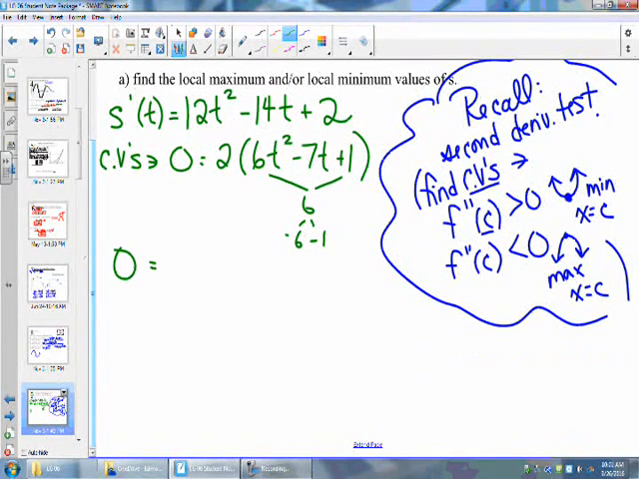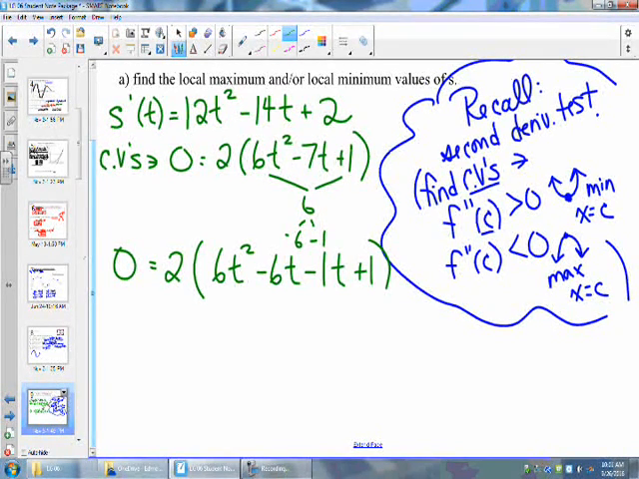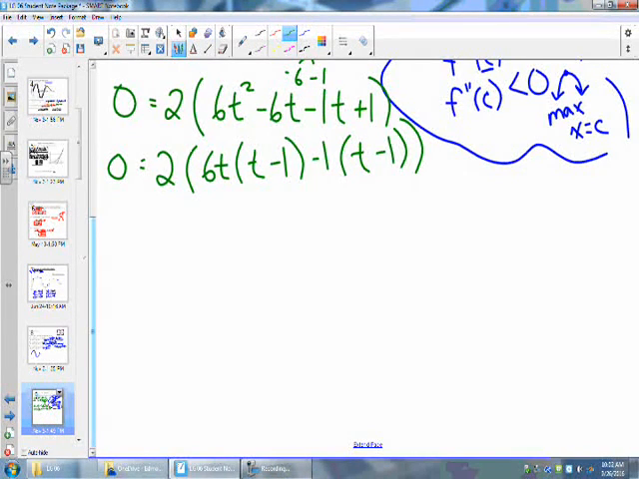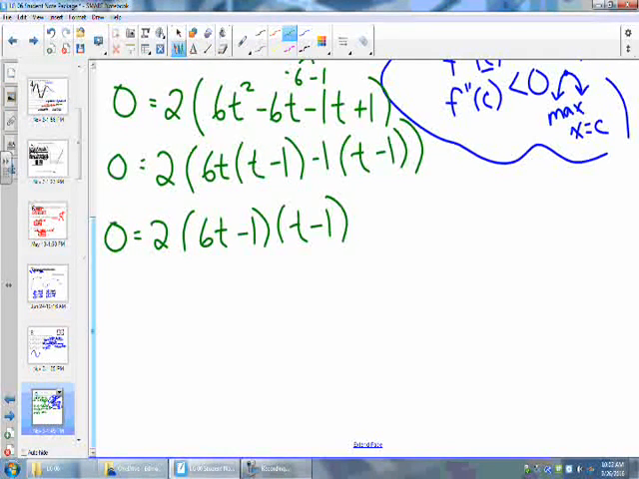So if I rewrite that, 0 is equal to 2 times 6t squared minus 6t minus 1t plus 1. Factor that all up. So I've got 6t, and I'm left with t minus 1. Factor out a -1, I'm left with t minus 1. And put it all together, I've got my 6t minus 1 and t minus 1. So very nicely, I can get my critical values from these brackets, and I know t is going to equal 1 over 6 and 1.